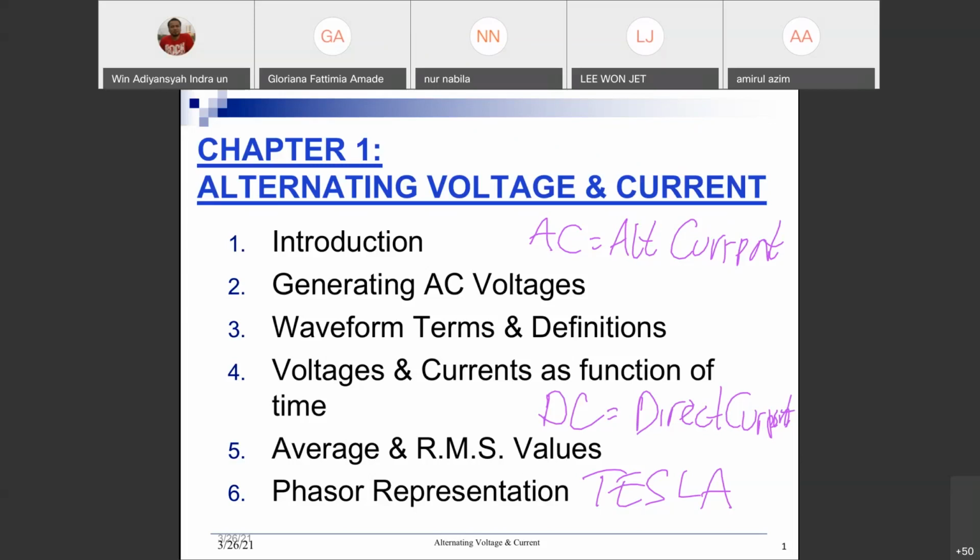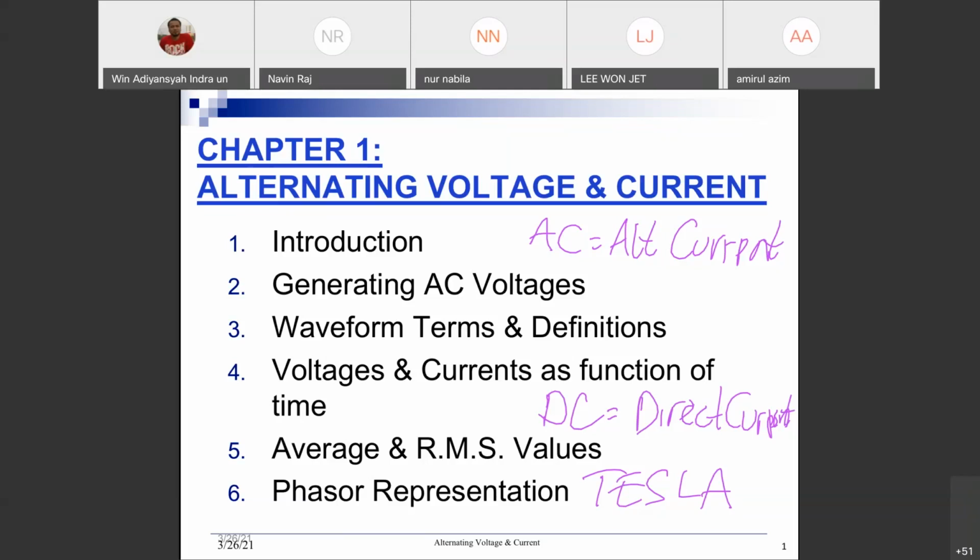Anyone knows the inventor of the lamp? Lamp. Edison. Yes, Thomas Alva Edison. He is also one of the greatest inventors in the world. So he was the inventor of DC, direct current. Back then during the 1800s, all houses and industries used DC because there was no AC yet.